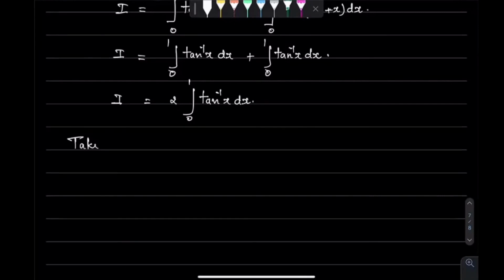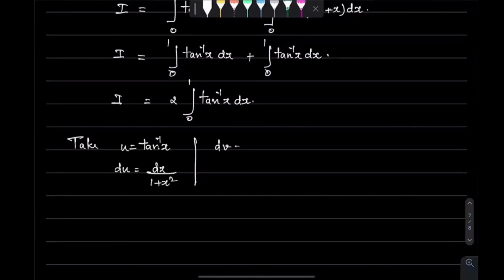According to the ILATE property, my u will become tan inverse of x, since there is only one function here. So what is your du then? 1 by 1 plus x square. What is the derivative of tan inverse of x, children? 1 by 1 plus x square. What is your dv? dv is your dx. So what is your v? It will become your x finally.